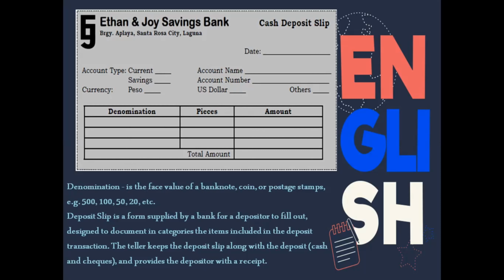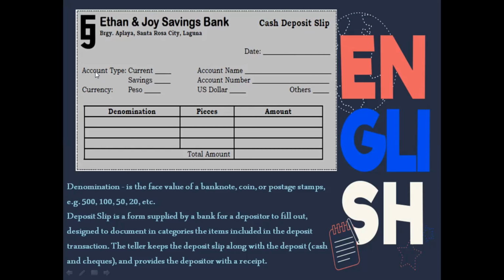So what details are embedded in a deposit slip? This deposit slip includes the date, for example, September 21, 2020. So you have to write it here. When we say deposit slip, again, we are going to put money in our bank account. We're not going to get money, we're going to add money to our bank account. So we need to deposit.